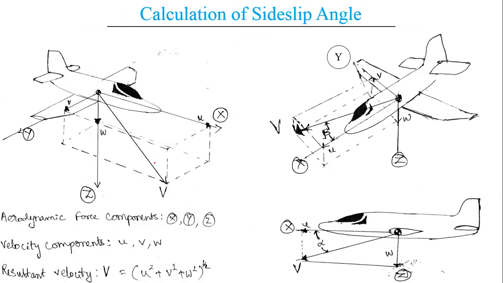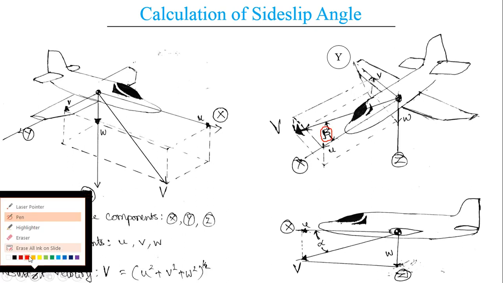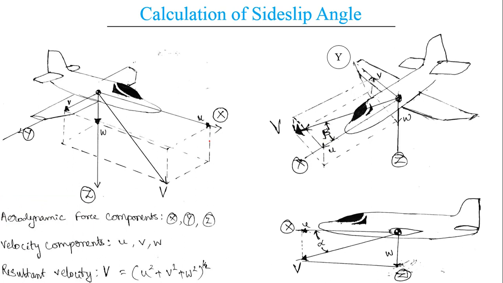Now, how do we calculate the side slip angle? This is an angle basically. So, how do we calculate it? Before calculating it, we need to know or basically establish a basic three-dimensional view and notations of this case.